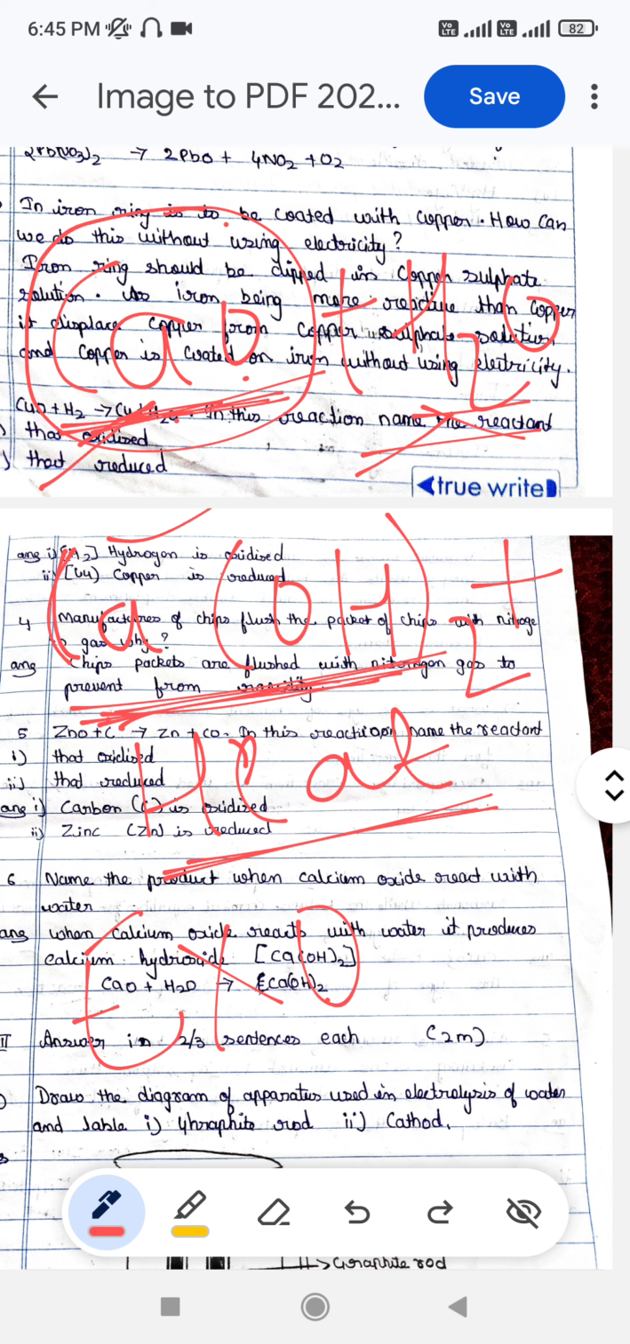If you remember one equation, you can easily solve three questions. This is about the exothermic reaction, as well as calcium oxide reacting with water, and the combination reaction. All three answers are in a single question.